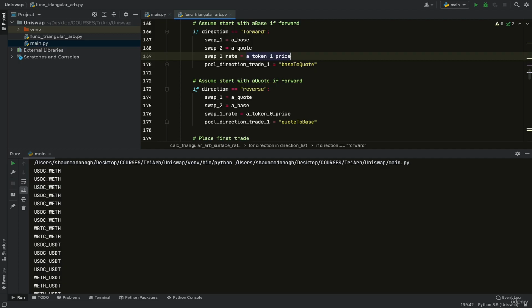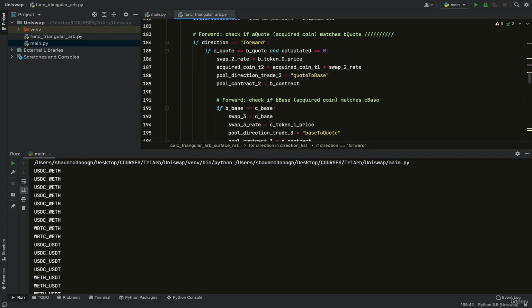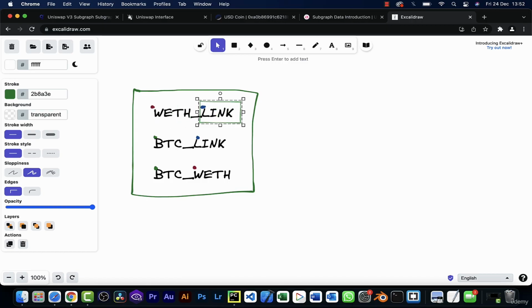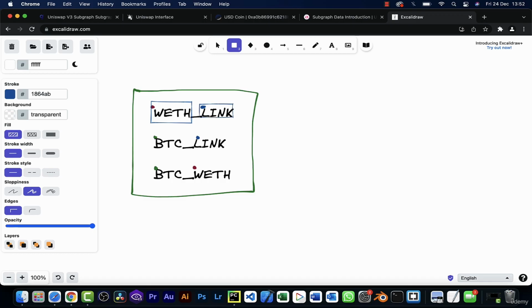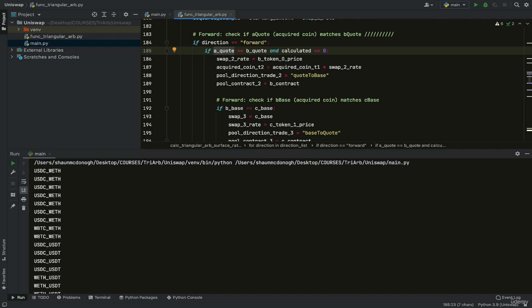Okay, so that is how we're going to get the price. So that's going to be our swap 1 rate. I'm going to ignore reverse items for now because they're just the opposite. So now let's look at this, right? If the A quote is equal to the B quote, so let's go back here. What is that saying? That's saying that, because I'm starting with the base, I've automatically gone and traded and got myself link over here. Right, so if I've started with the base, then what I'm inferring is that I've now received link, right? So A quote is what I'm holding right now.